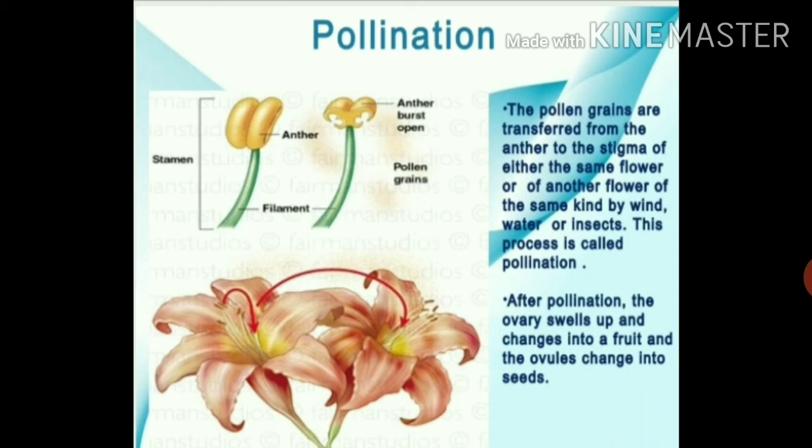When the pollen lands on a stigma of the same flower, this is called self-pollination. When pollen lands on a stigma of another flower, this is called cross-pollination. Now, I already explained to you that the stigma receives the pollen grains from the anther. The transfer of pollen grains from the anther of a stamen to the stigma of a pistil is called pollination.